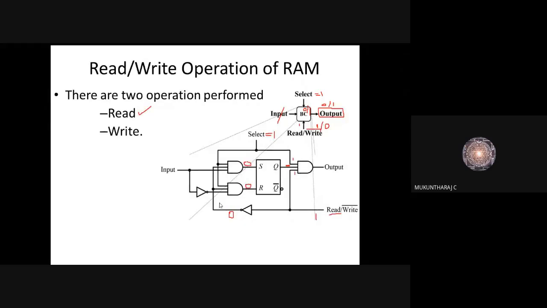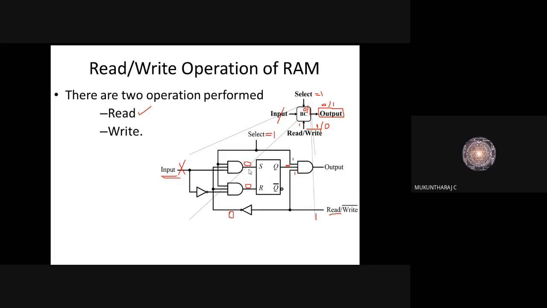Okay, this NOT gate produces logic 0 because the control line is set with logic 1. So this logic 0 is applied to these 2 AND gates. So one of the inputs to these 2 AND gates is 0. So definitely the output of the gates produces logic 0, right? Irrespective of input. That means we are not allowing the input to this memory element, that is the SR flip-flop.